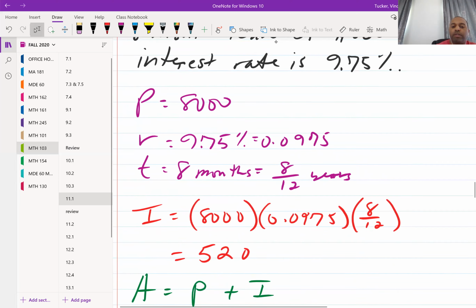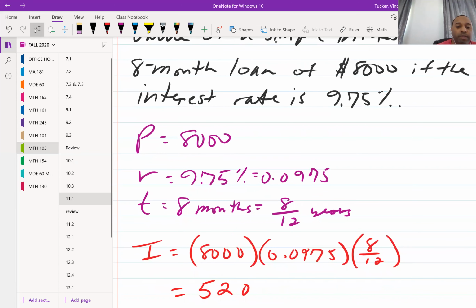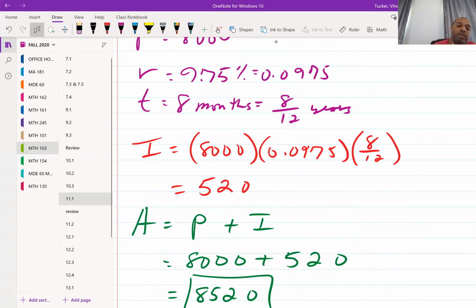I think I did both ways, but we'll go here. In this case, what I decided to do was calculate the interest separately. I took 8,000 times 0.0975 times 8 over 12 and got 520. Now to find your maturity value, add that 520 to your principal and you get 8,520.